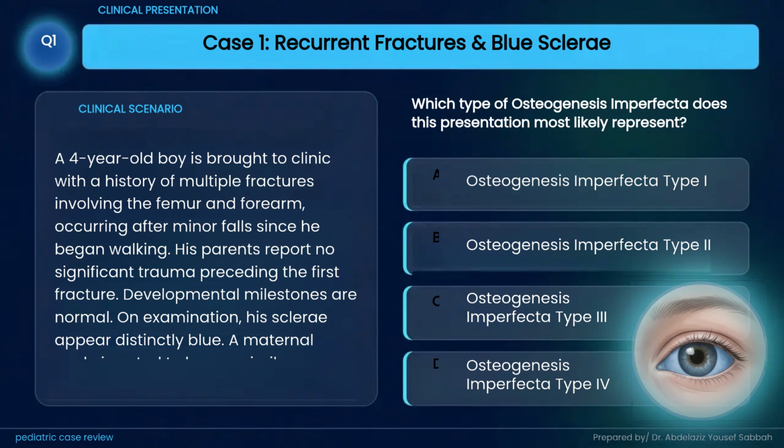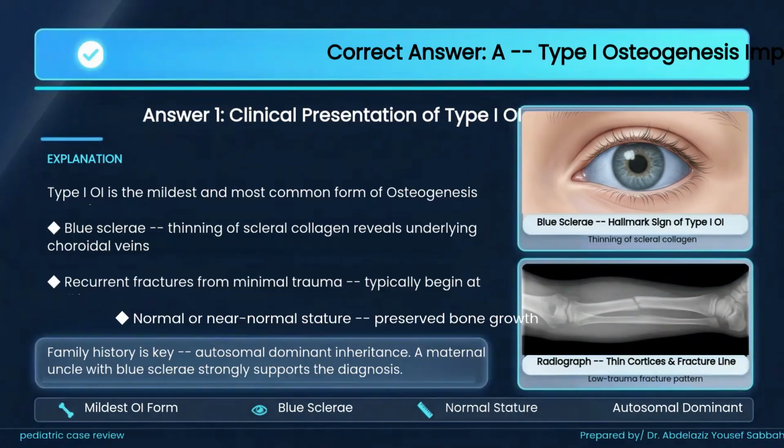Option A, osteogenesis imperfecta type 1. Option B, osteogenesis imperfecta type 2. Option C, osteogenesis imperfecta type 3. Option D, osteogenesis imperfecta type 4. The correct answer is option A, type 1 osteogenesis imperfecta.